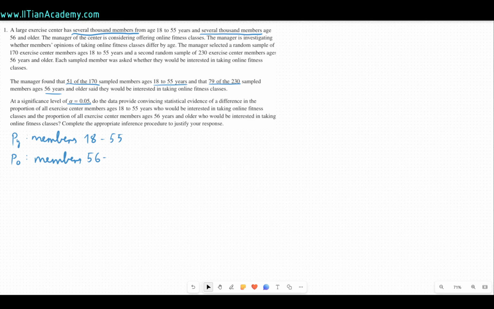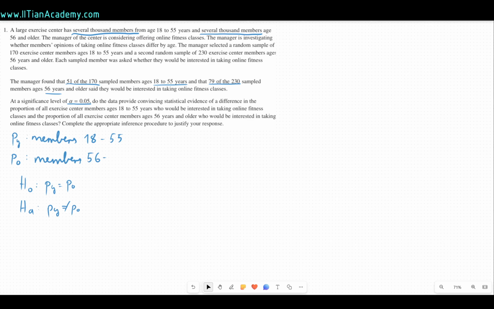And then we immediately can state our null hypothesis and our alternate hypothesis. What we have to be testing is whether this proportion is going to be the same. The null hypothesis is going to be that these two proportions are in fact equal, so P young is equal to P old. And so logically, the alternate hypothesis is going to be that they're not equal. So these are the first couple of things we need to do here.